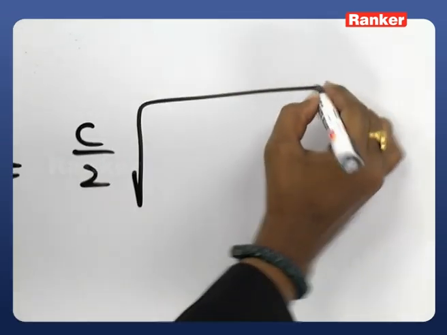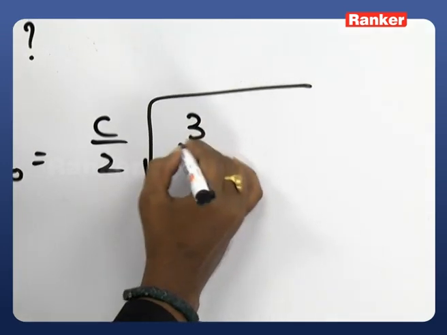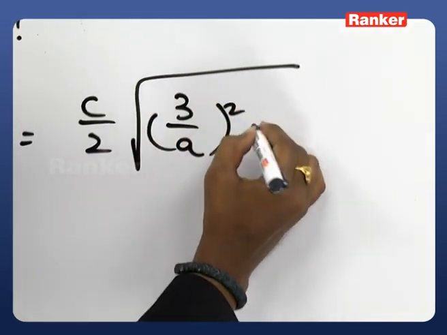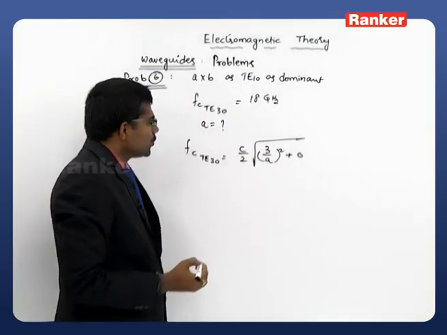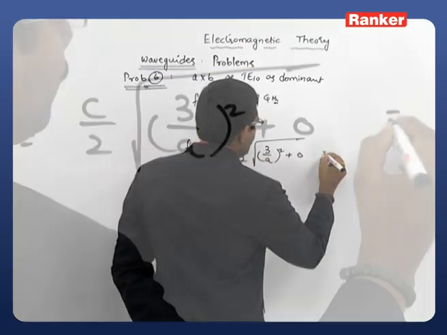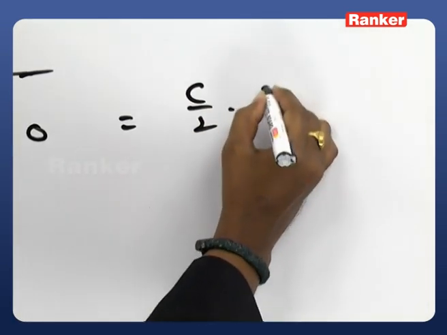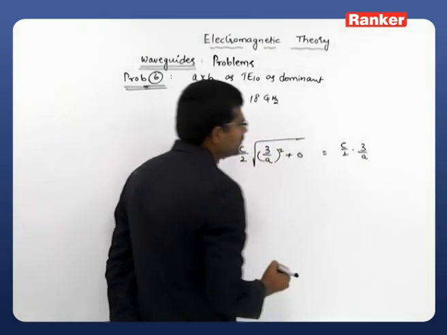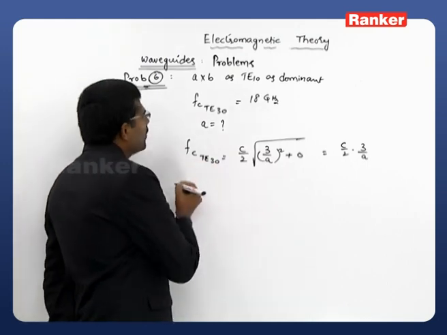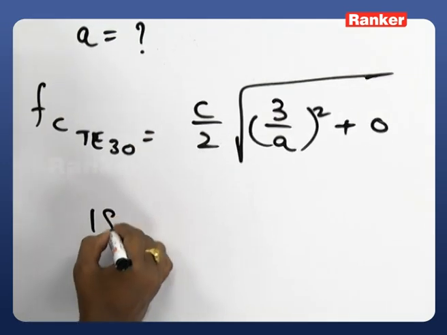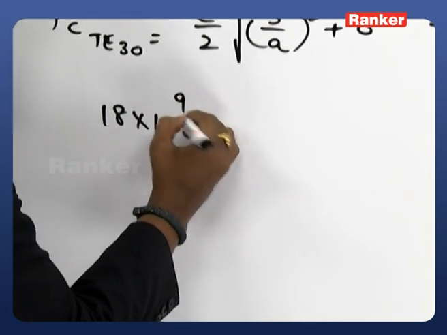fc is equal to c by 2 square root of (m by a) whole square plus (n by b) whole square, where m is equal to 3 and n is equal to 0 here. So this is simply c by 2 multiplied with 3 by a. fc is available with us. What is fc? 18 into 10 power 9.